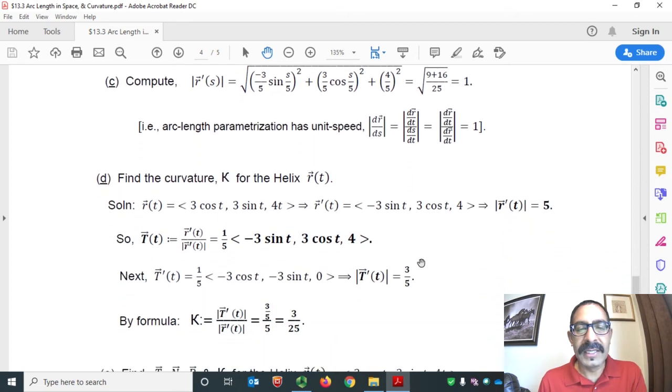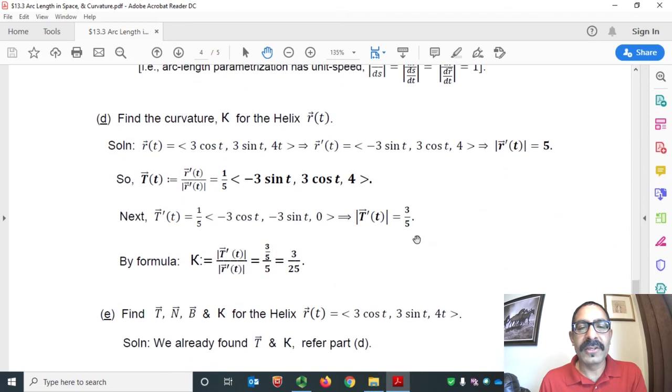Part D. Find the curvature for the helix. So let's use the formula. The curvature equals the ratio of the magnitude of T prime over the magnitude of r prime. So first let's find the unit tangent vector T. So begin the solutions. The given curve is r equals 3 cosine t, 3 sine t, 4t.